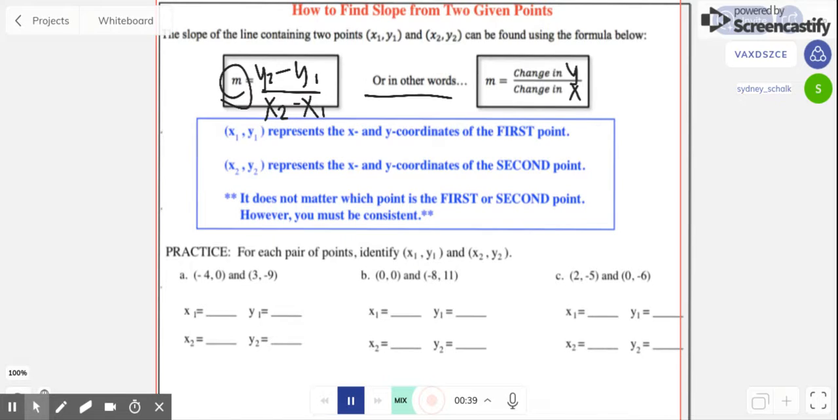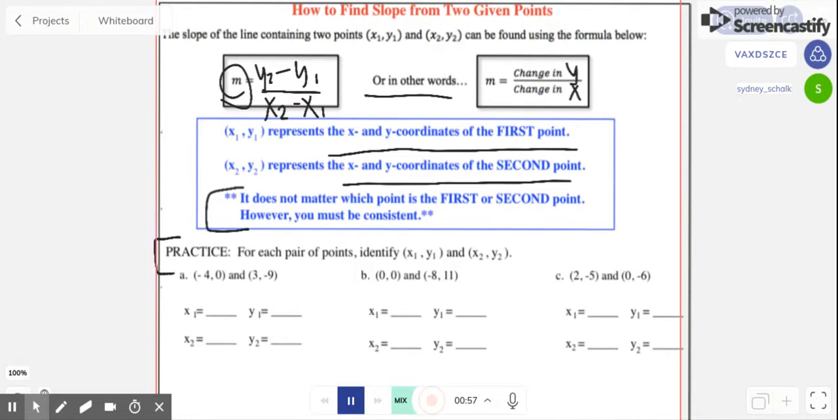So x1, y1 represents the x and y coordinates of the very first point. The x2 and the y2 represent the x and y coordinates of the second point. It doesn't matter which point you choose as your first or your second point, but you have to stay consistent.